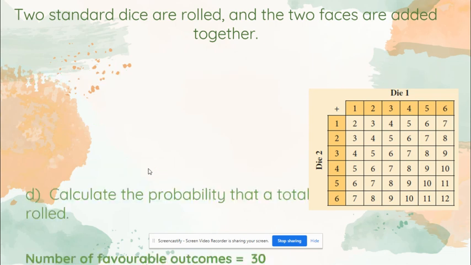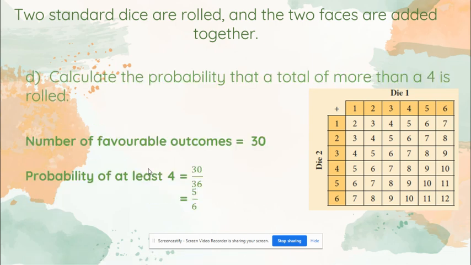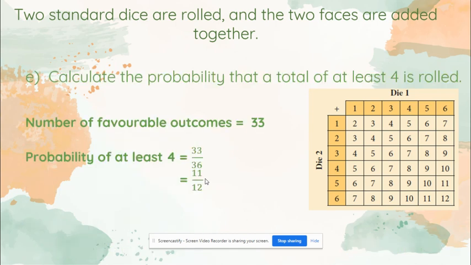All right. So your D, calculate the probability that a total of more than a 4 is rolled. So you count and you get 30. So that's 30 over your total, which is 36. And you remember, always bring it down to your lowest. E, calculate the probability that a total of at least 4. So you look at all the 4s, the 5s, and the 6s, and the 7s, anything up above 4. 4 and above. And you get 33. So that gives you 33 out of your total of 36. Bring it down as low as you can.